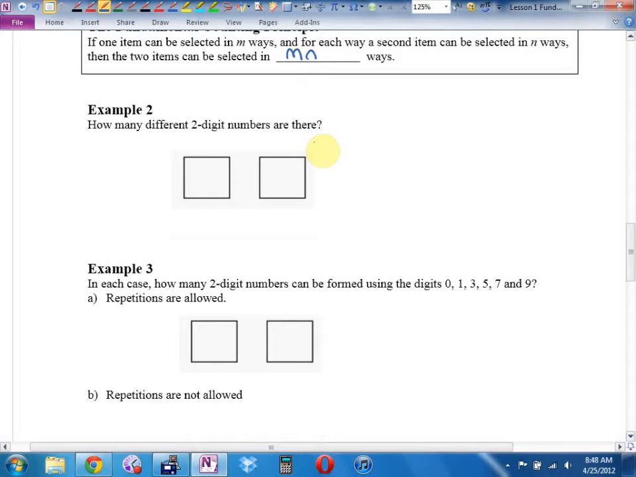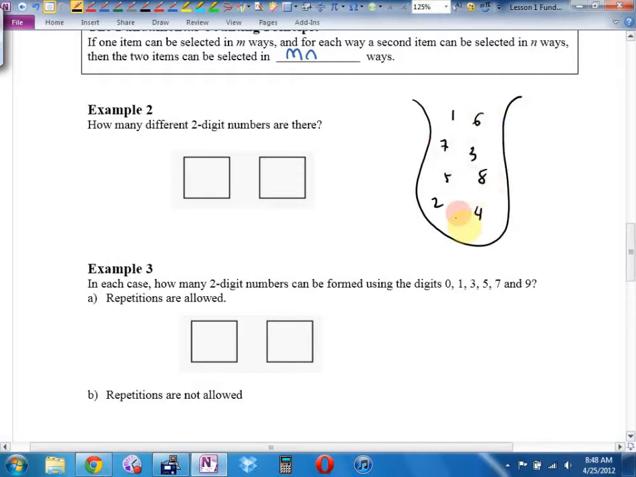How many different two-digit numbers are there? Now, as soon as they give me number questions or letter questions, I find a handy analogy, a handy picture, a DALP, for those of you that are in my physics class, is to imagine a little grab bag where you're reaching in and you're pulling out Scrabble tiles. So when it says how many different two-digit numbers are there, what I'm going to quickly sketch over here is a little grab bag like that. And I'm going to put all of the digits in there. 1, 2, 3, 4, 5, 6, 7, 8, 9, 0.